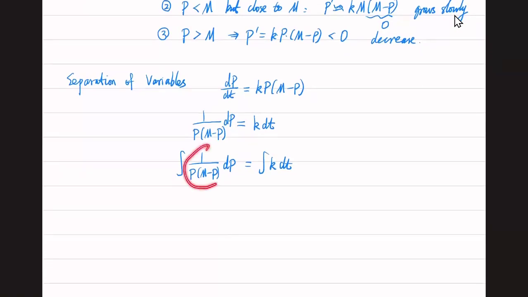This one is a rational function. The denominator is the product. We have this partial fraction decomposition, and we get that this is... solve A and B.